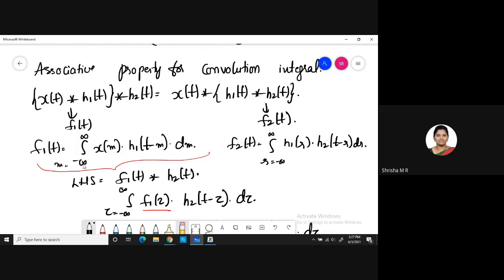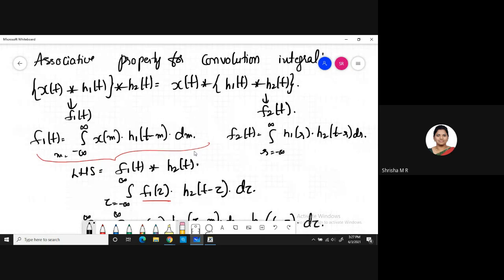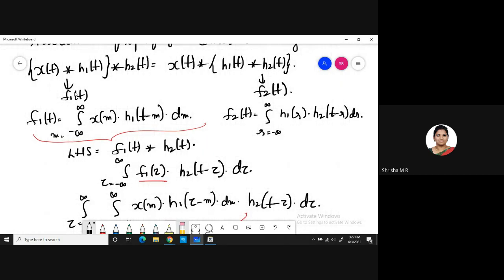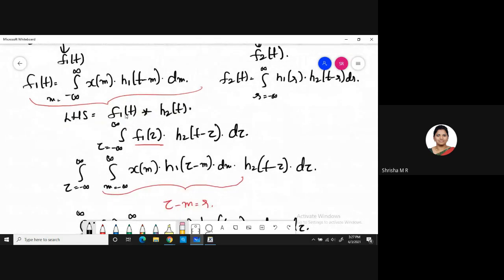So you have f1 of t equals integral from m equals minus infinity to infinity x of m into h1 of t minus m into dm. Here you have f2 of t equals integral from r equals minus infinity to infinity h1 of r into h2 of t minus r into dr. Now we have got f1 of t and f2 of t. Keep them as they are. Now let us take the LHS and try to prove the RHS. Your LHS is f1 of t convolved with h2 of t. This is a convolution integral, right? So I'll take the integral from tau equals minus infinity to infinity of f1 of tau into h2 of t minus tau into d tau.